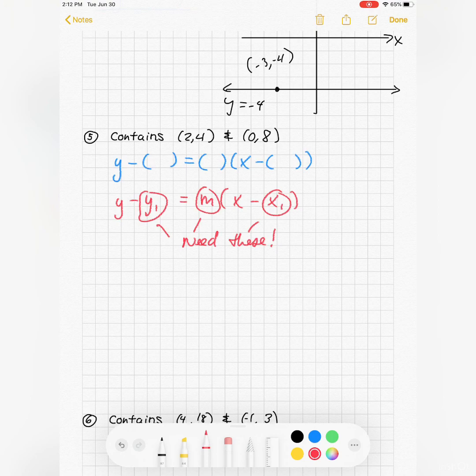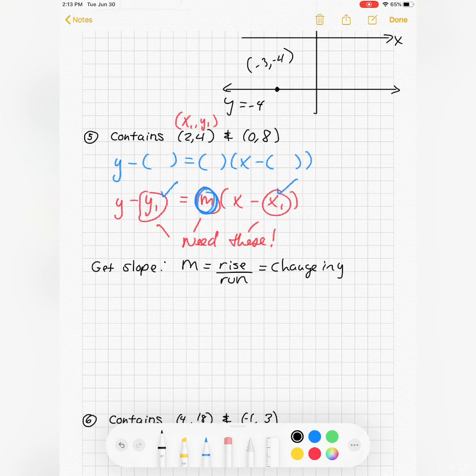Well, I actually have 2 points. So I could use either of these. Like I could use this as the x1, y1, or this. It doesn't matter. So I've got this and this, but what I'm missing is the m. So the first thing I have to do is get the slope. So remember, the slope is the rise over the run. So that's the change in y, right? And the run is the change in x.